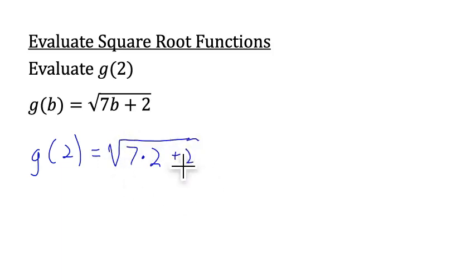So let's work out the arithmetic inside the square root sign. So we have 7 times 2 is 14, plus 2 is 16. And 16 is a perfect square root. It equals 4. So g of 2 equals 4.